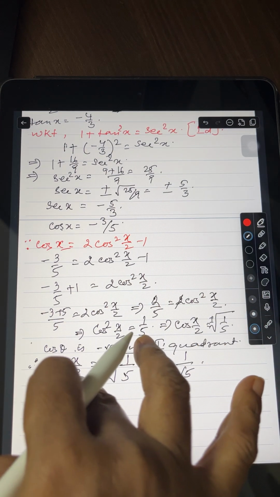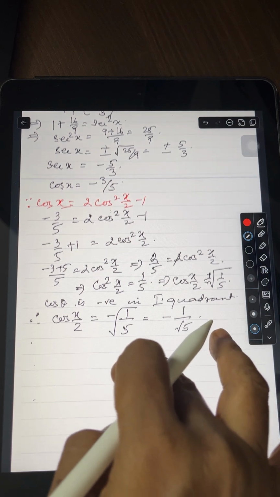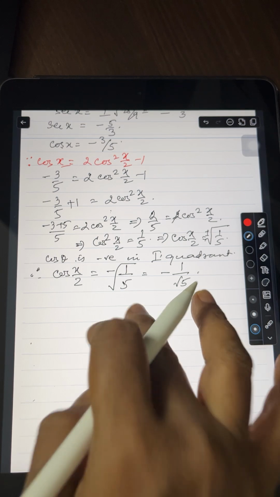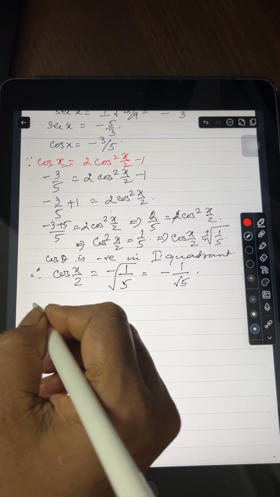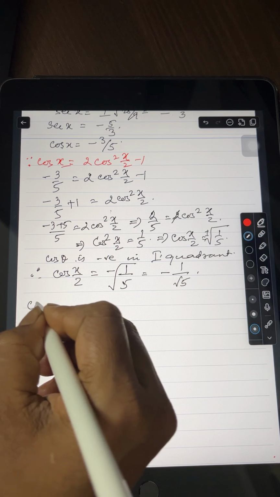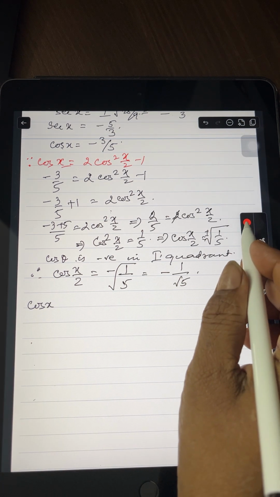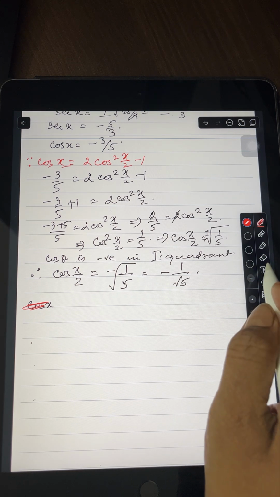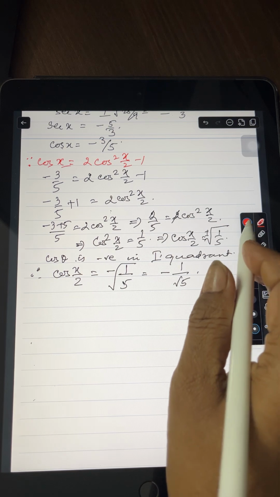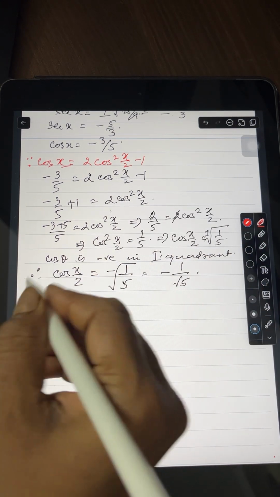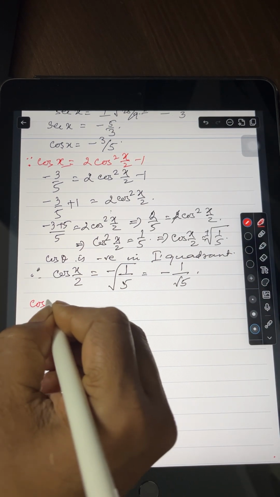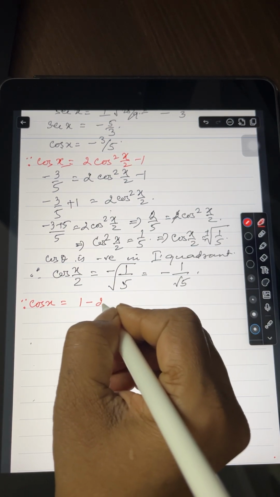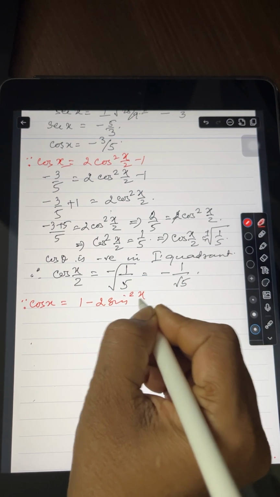You got cos x by 2. Now you will have to find out sin x by 2. You see, we have another formula for cos x. What is the formula? You see, cos x is equal to 1 minus 2 sin square x by 2.